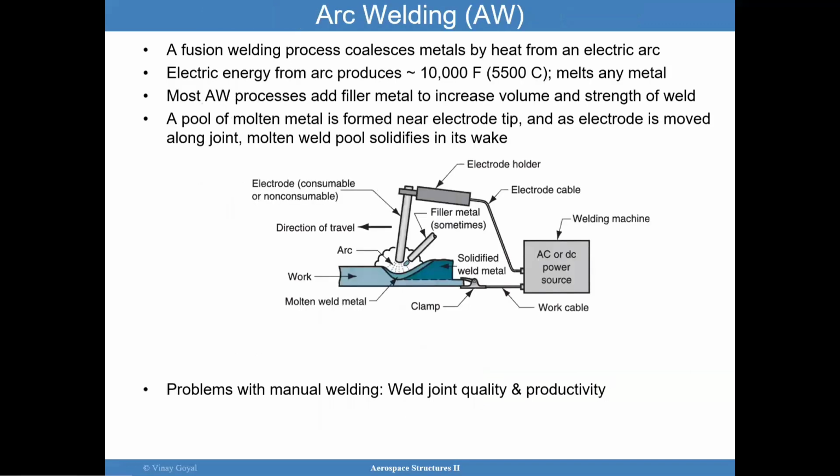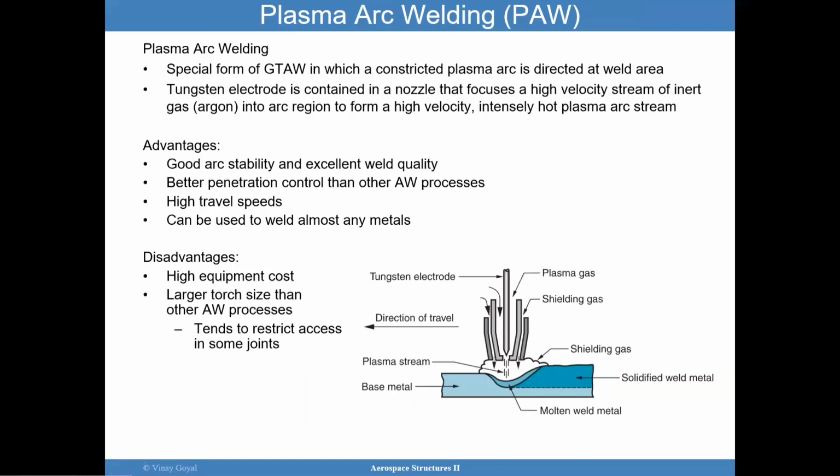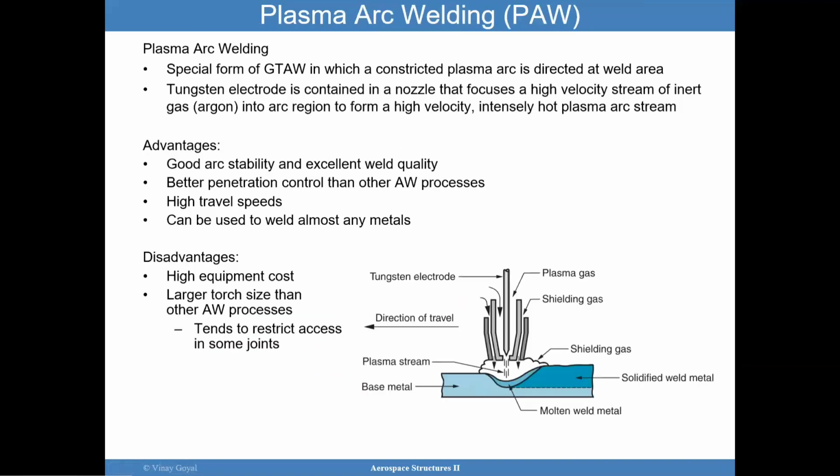And here you have a shielding gas, okay? In this case, you have a tungsten electrode that's not acting as a feeder. You also have plasma arc welding. It's a special form of gas tungsten arc welding, in which a constricted plasma arc is directed at the weld area. Here you can see the various components.